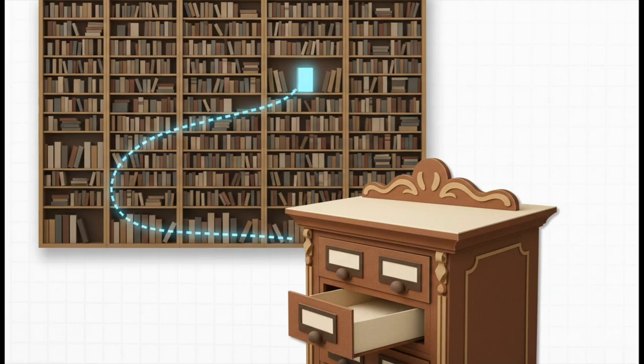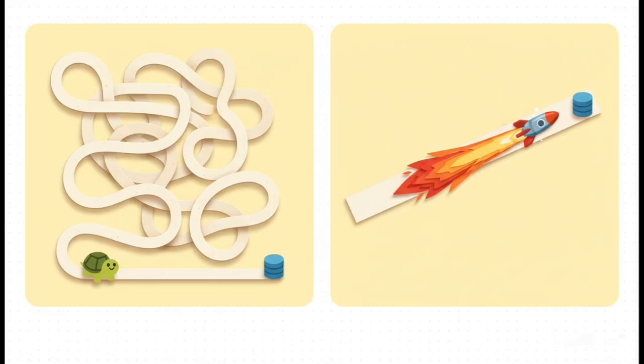The best way to think about this is to imagine an old-school library card catalog. Instead of walking up and down every single aisle looking for a book, you just go to the catalog, find the right card, and it tells you exactly where to go. A database index does the exact same thing for your data. And the difference it makes is, well, it's night and day.